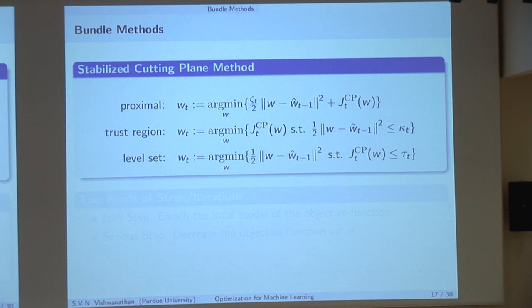And for some strange reason, they are called bundle methods. The only reason I can think of why they're called bundle methods is that you keep a bundle of the previous subgradients around. And so that's probably why they call them bundle methods.